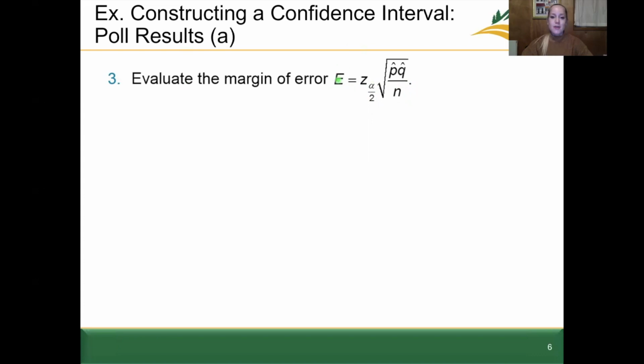So the margin of error, capital E, is equal to the critical value, z subscript alpha over 2, that we just figured out, multiplied by the square root of p-hat q-hat, all divided by n. What we just did on the last slide was figure out this critical value. Now we also need to assign values for p-hat, q-hat, and n. We have talked about what p-hat is in this scenario. We have also talked about what n is. So we need to confirm what all these are, then plug them all into our equation.